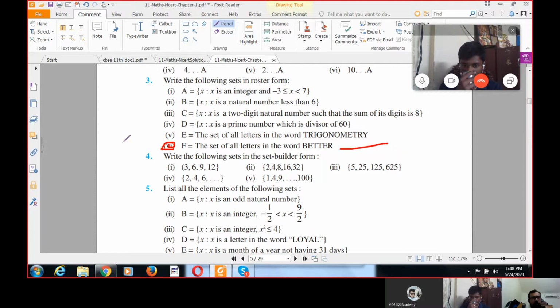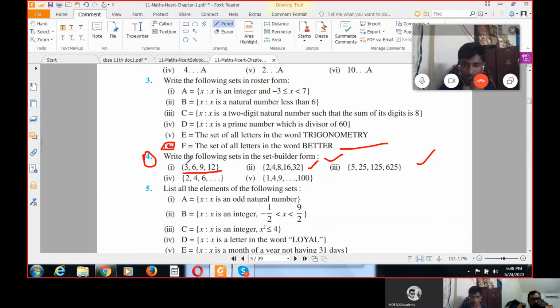See the next, the fourth problem. Write the following sets in the set builder form. The first problem I will do, and then the remaining two problems, the second one and the third one, you will take as homework.